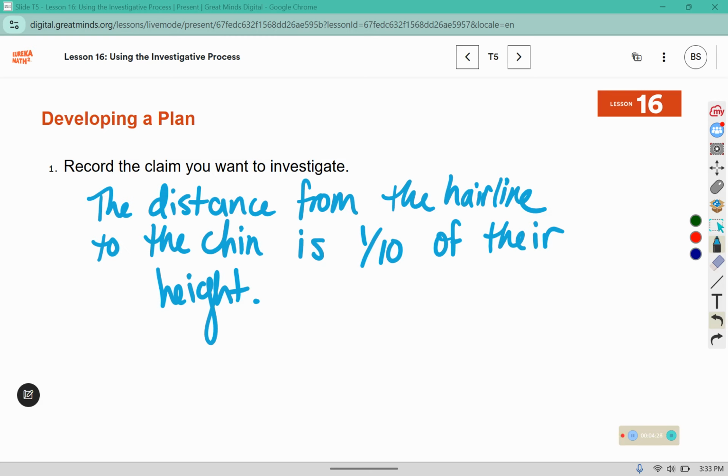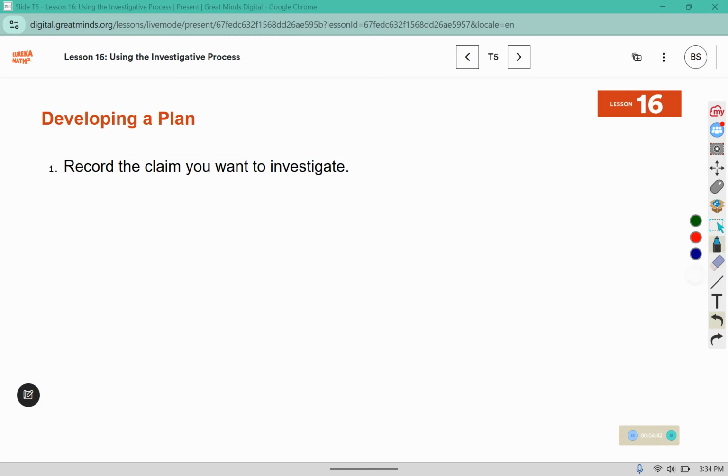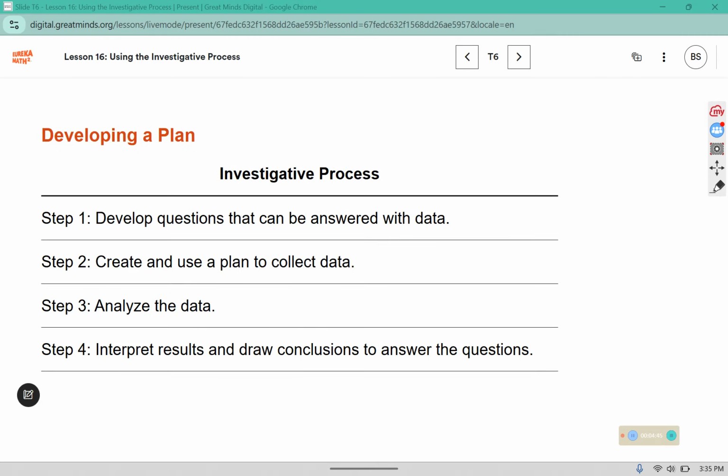Again, this is an analysis, and we're investigating whether this ratio works. It probably won't be exact for everybody, but it should be close for most people in order for us to say whether this claim is true or false. So we're going to follow these steps to investigate. We're going to develop questions that can be answered with data, create and use a plan to collect data, analyze the data, and interpret the results and draw conclusions to answer the questions.